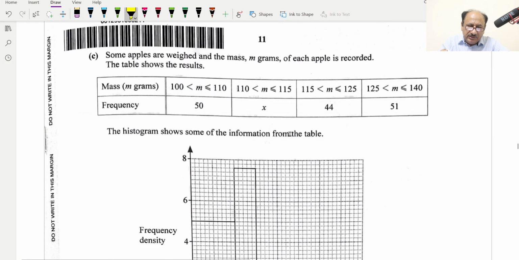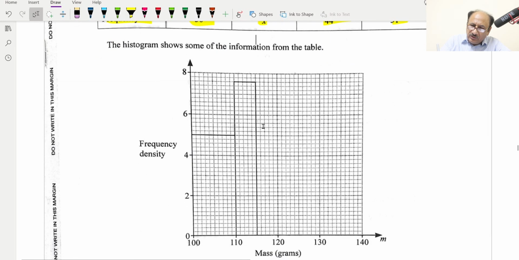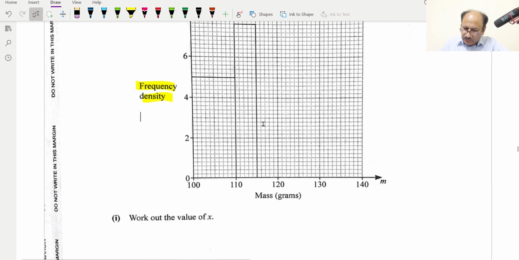Now part C is saying some apples are weighed and the mass m grams of each apple is recorded. The table shows the results, mass and frequency. These are the ranges and these are the frequencies, and this is the x value. The histogram shows some of the information from the table. These are the frequency densities, and this side is mass in grams. Work out the value of x. So how can we work out the value of x?